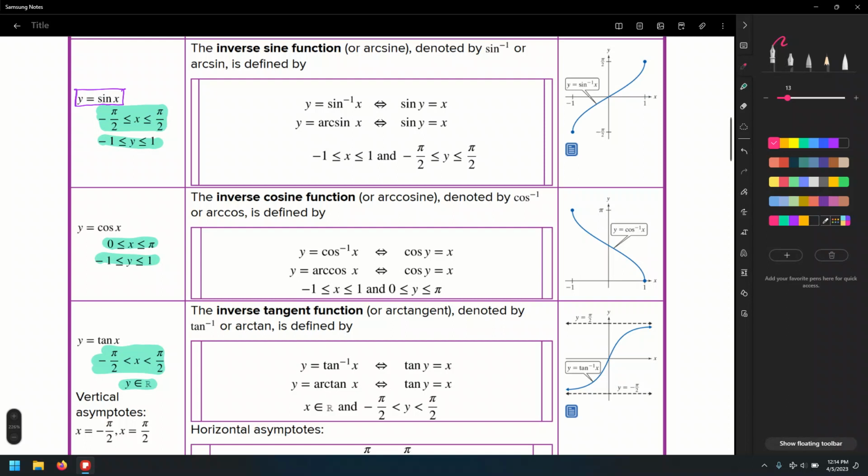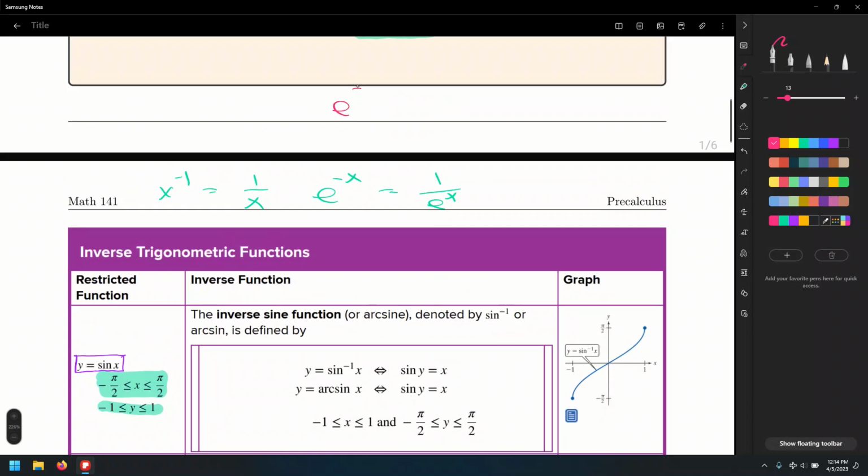However, this time with the inverse functions, they're asking us what angle has a sine equal to a certain number. So we're going to go the reverse. Remember how we went between logarithmic form and exponential form because those two functions were inverses of one another? Well, it's a similar thing here with the inverse trigonometric function. So instead of saying e to the 5 equals m, for example, they're asking us log base e of m equals 5.